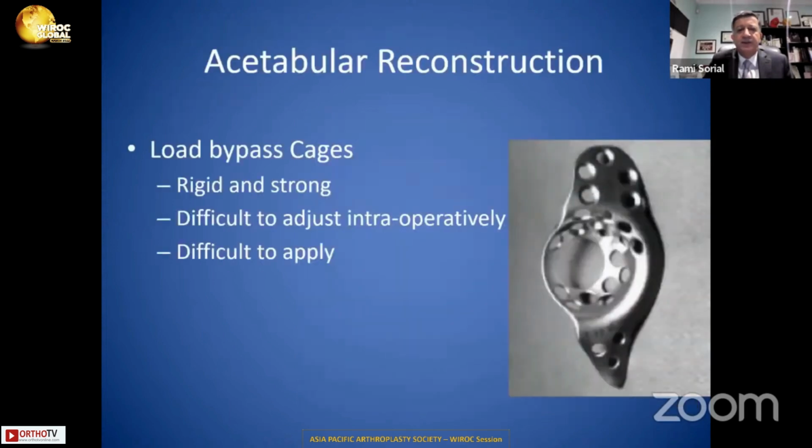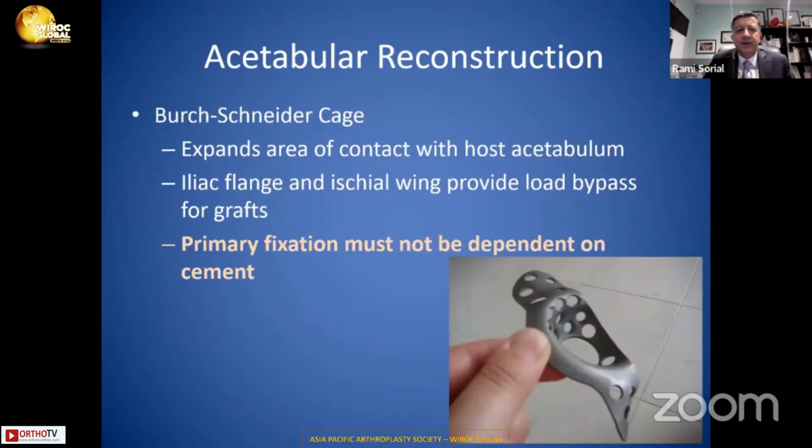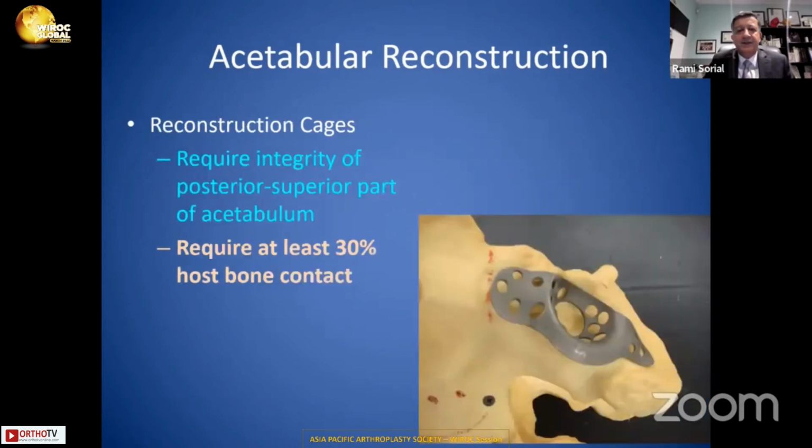In much more significant defects, the load bypass cages are much more rigid, definitely stronger. However, they are difficult to apply and they're difficult to adjust intraoperatively, but time taken is well spent. It expands the area of contact with the host acetabulum. The iliac flange and the ischial wing provide load bypass for the grafts underneath, but primary fixation must not be dependent on cement. The Burch-Schneider cage is a good example of this, and it is relatively inexpensive.